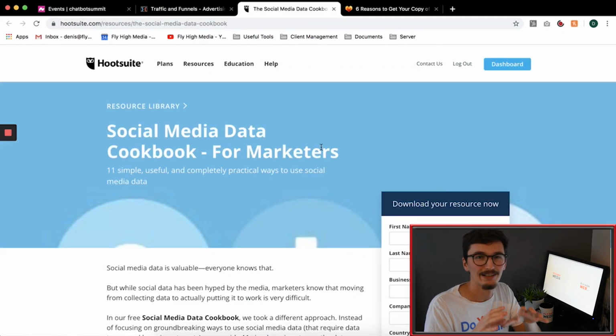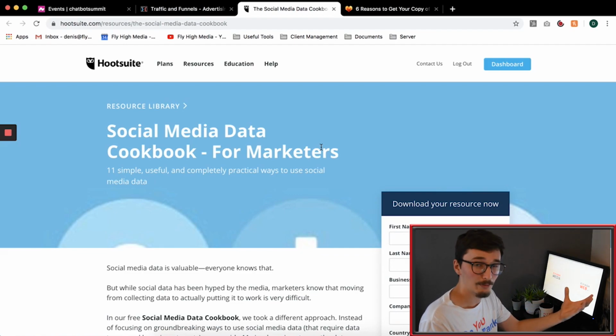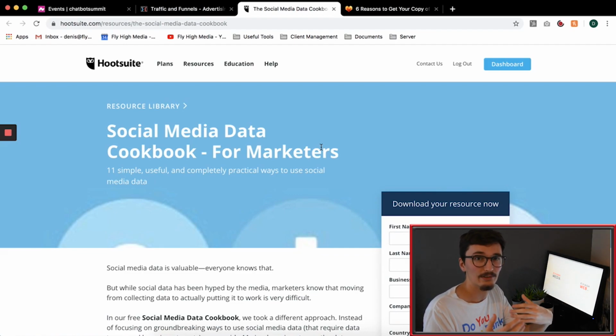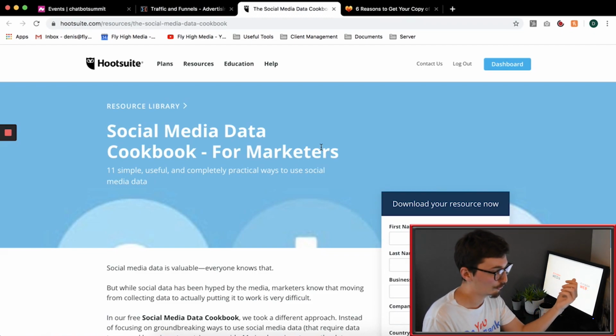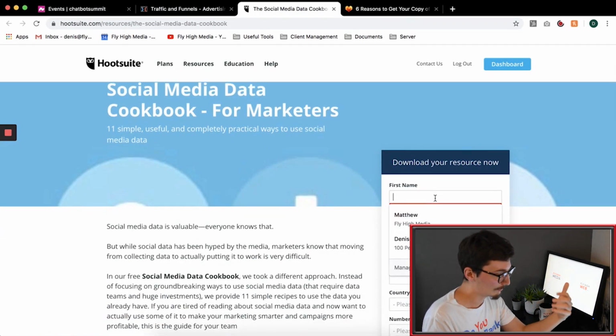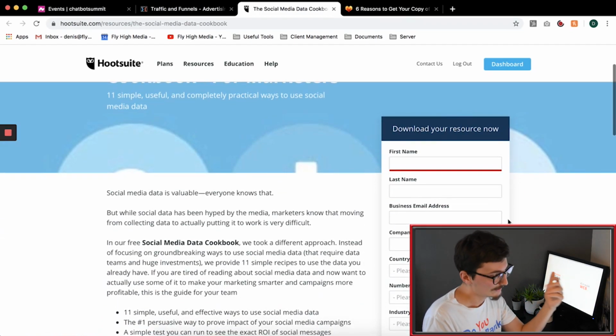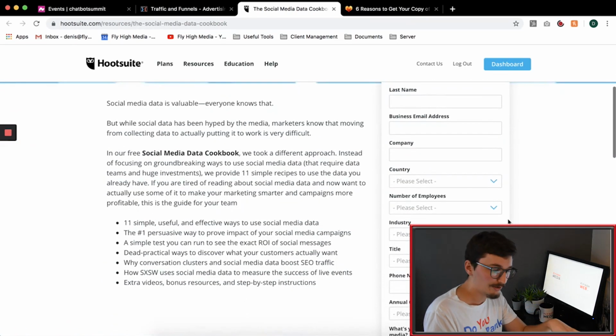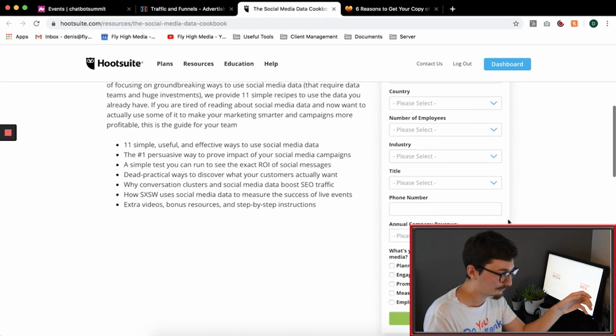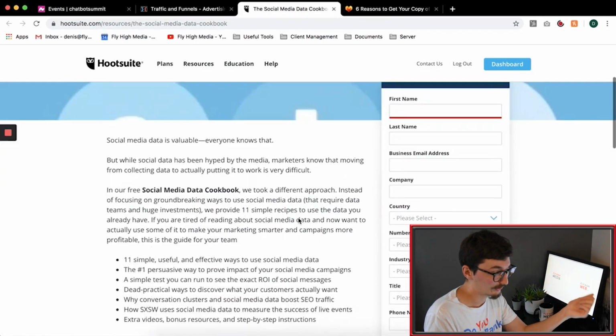Now we dive back into a good example, this time of a lead generation landing page. As I mentioned before, the first most important thing is the form. As you can see here is a social media data cookbook for marketers, and there's a form right here. So I'm expected to fill out my name, last name, business email address, company, country. Again, I'm using this as a good example of a landing page because it's actually very informative. There's a lot of info here, it shows me exactly what I want to do.